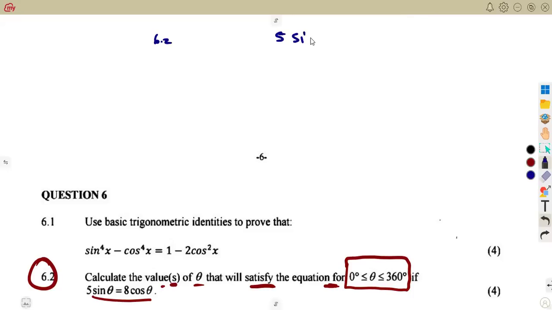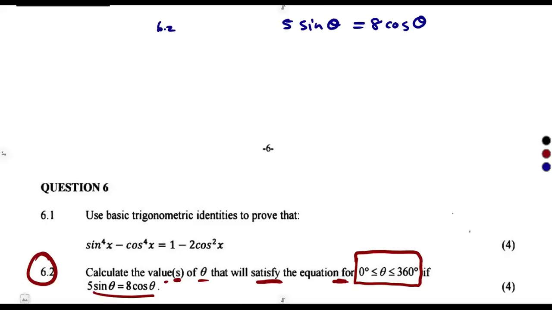5 sine of theta is equal to 8 cos of theta. They do repeat. They can just change the numbers here. So what is it that you need? You need to formulate the tan of theta from there. That is what they just want you to form. They want you to have this identity here.